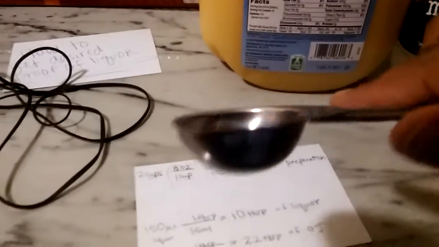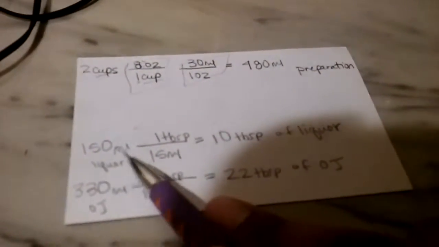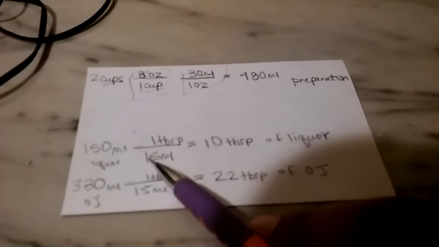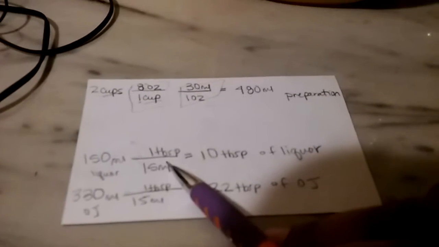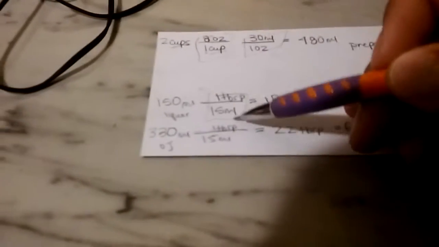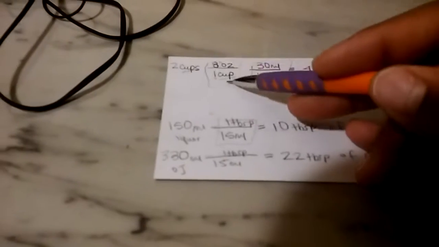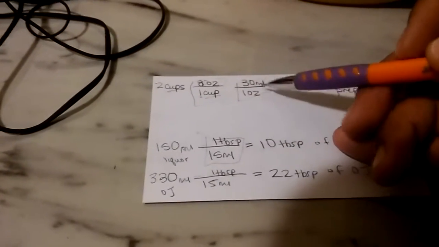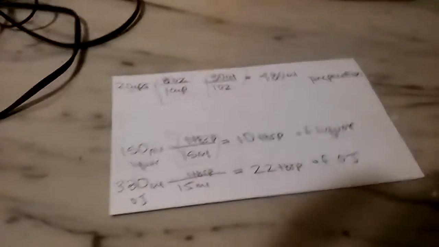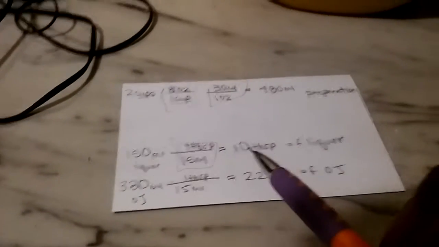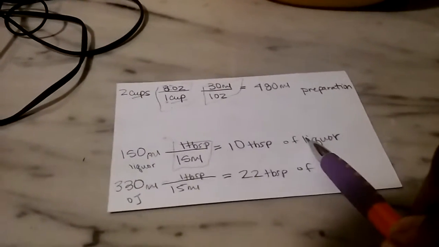So I'm going to fill this up 10 times, add it to my cup 10 times, and that will give me my 150 mLs. There's something I want to say to y'all. Basically, okay, now you're learning something, because now you know 15 mLs equals 1 tablespoon, and 1 cup equals 8 ounces, and 1 ounce equals 30 mLs. Keep that in mind. Those are things I can't teach you. Those are things you've got to know. So, yeah, 10 tablespoons of liquor.